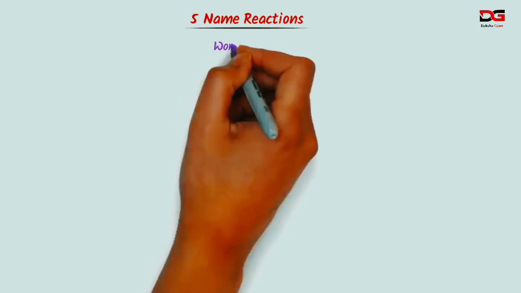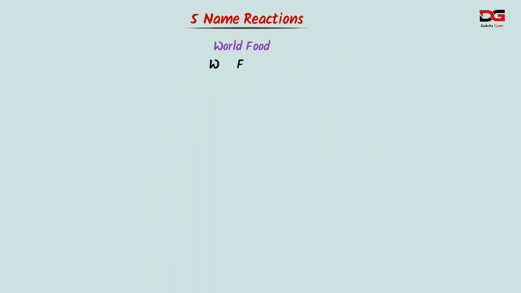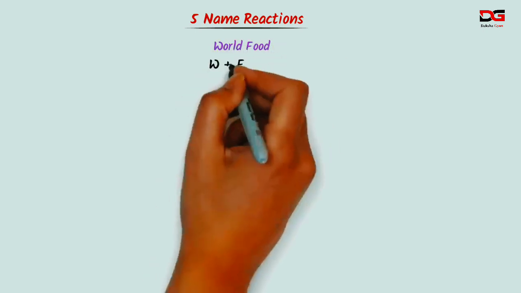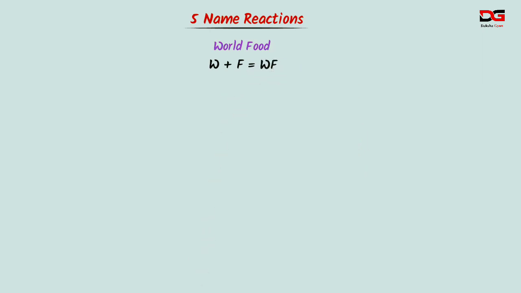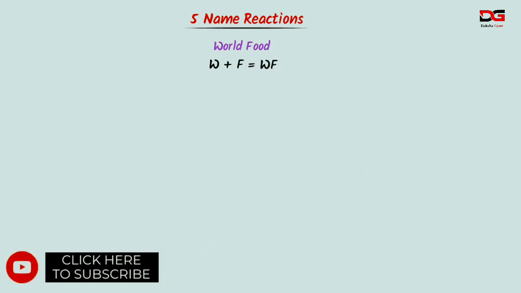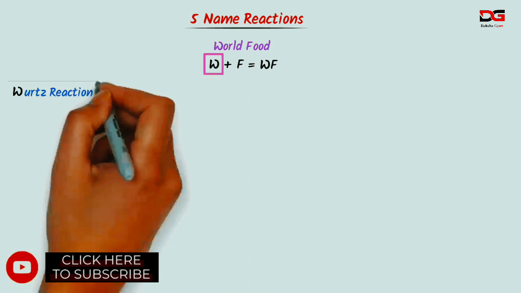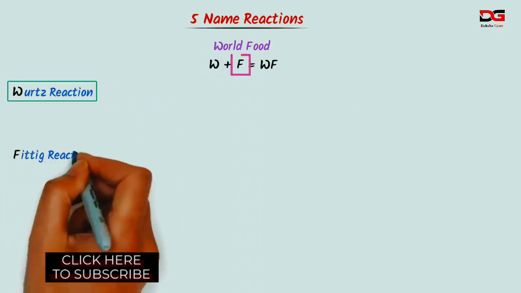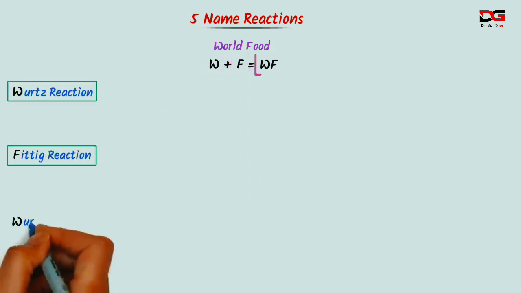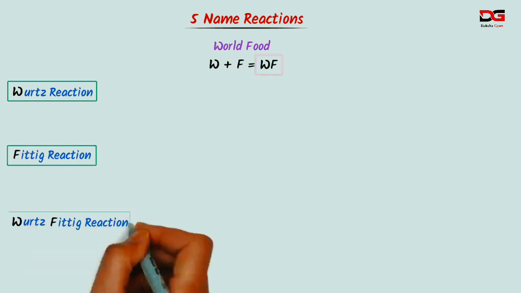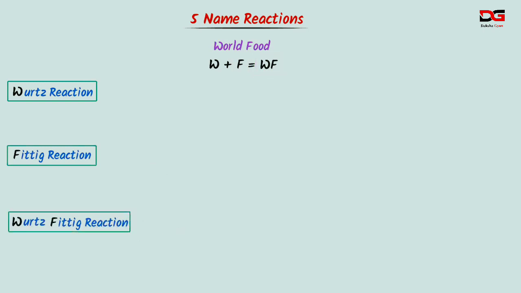Let me teach you 5 reactions using my personal trick. I write the word food, or WF. I add W plus F, which is WF. Now listen carefully. This W stands for Wurtz reaction, this F stands for Fittig reaction, and this WF stands for Wurtz-Fittig reaction.